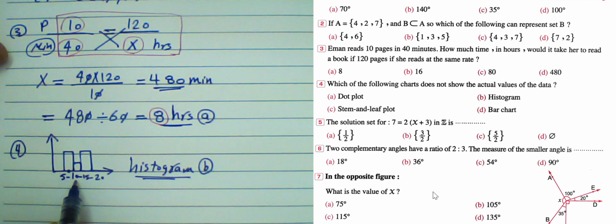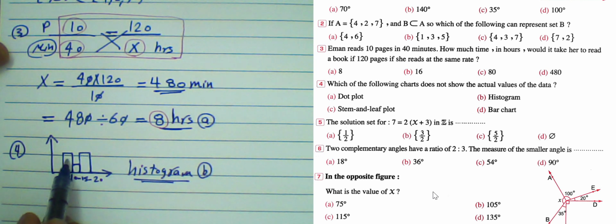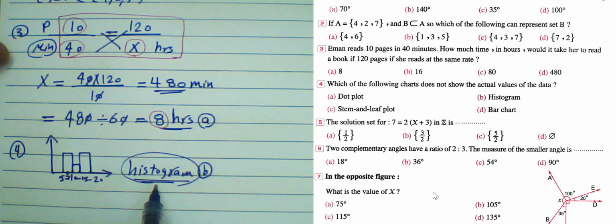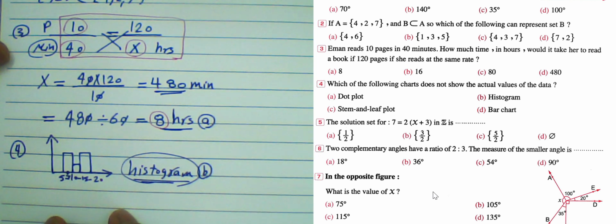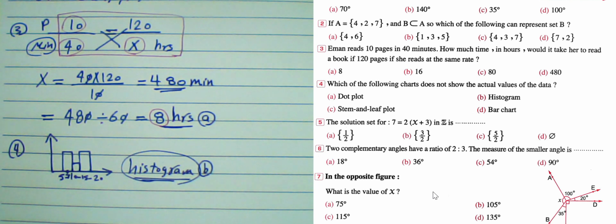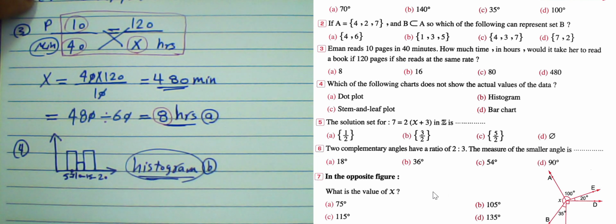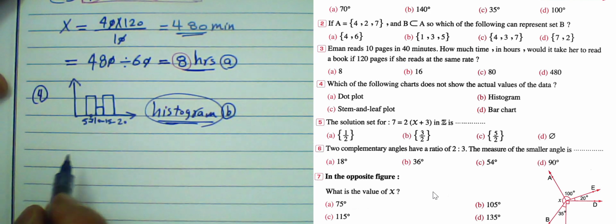We don't have information about a number like 7. 7 lies between 5 and 10. I don't know the frequency of the number 7 here in the table, because we draw the intervals. A histogram depends on the intervals, not on the individual values. So it's impossible to find the frequency of the number 7. We must write histogram because histogram depends on the intervals.